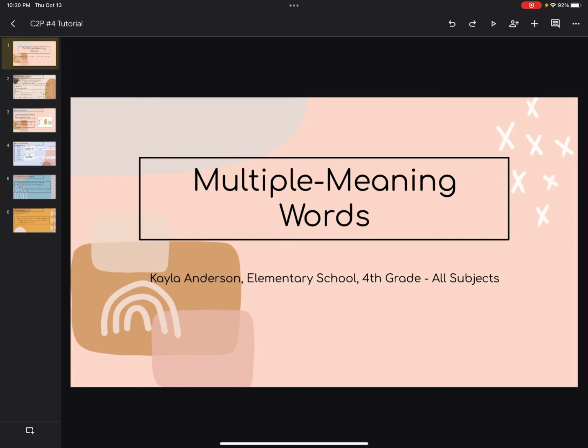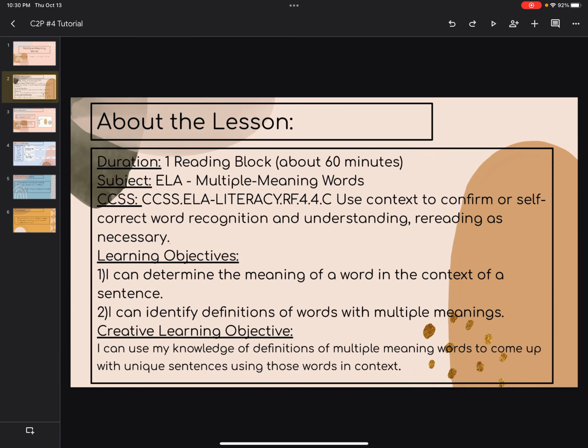Okay, so this is a lesson on multiple meaning words. I teach elementary school, fourth grade, all subjects. This is based on a lesson that I teach normally as part of my curriculum. It should take about one reading block, 60 minutes, depending on your kids and the work time you want to give them.